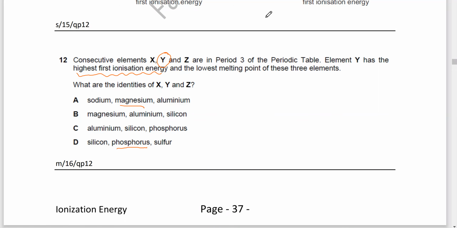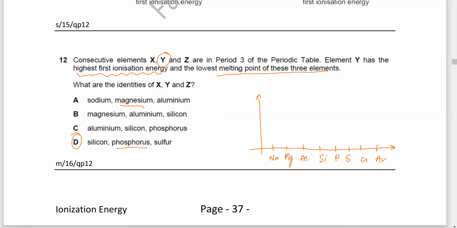Now the other option is that element Y should have the lowest melting point as well. You haven't studied this, but I'm going to sketch a graph. Period 3 is a separate topic, so I'm going to sketch a graph so you can understand the answer. It's Na, Mg, Al, Si, P, S, Cl, and then argon.